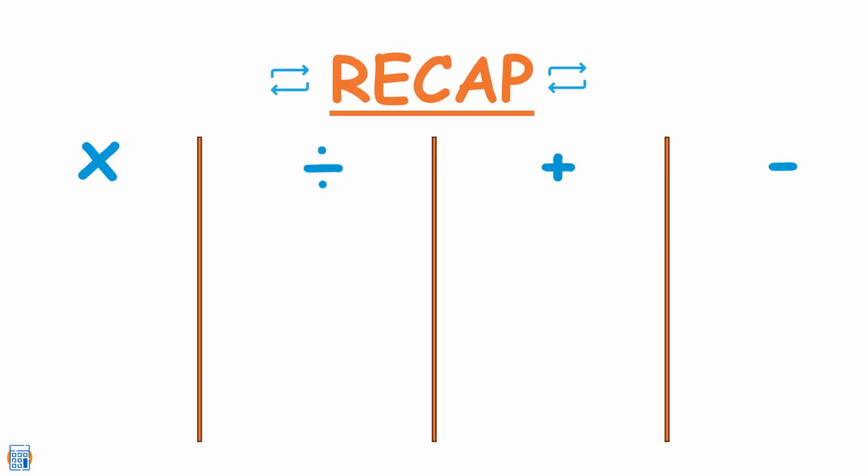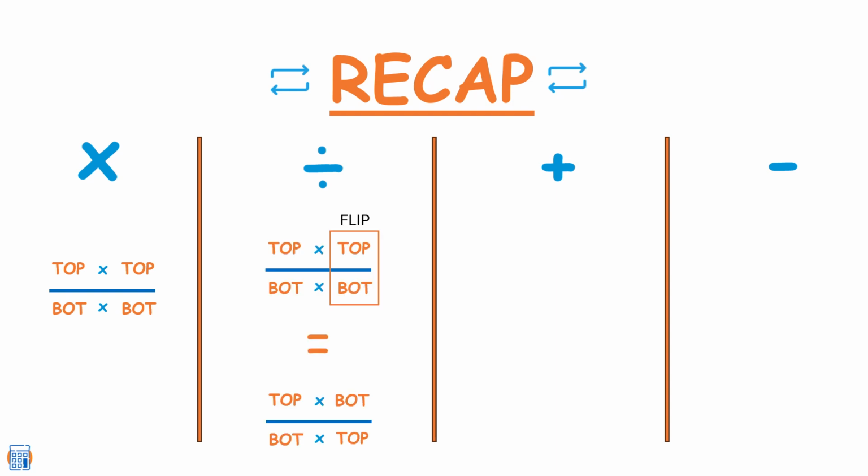So this is quite an important part of the video. Just a recap, this will kind of show you all the rules in one page. So this is where, if you're trying to recap, very important. How to times, you just do top times top, bottom times bottom. Very simple. If you're trying to divide, you just do top times top, bottom times bottom, but then you flip it. So it'll turn around to top times bottom, bottom times top.